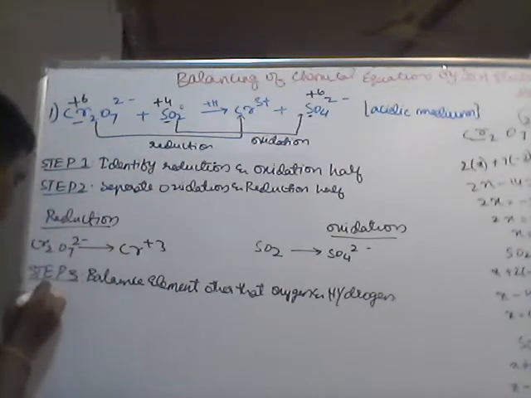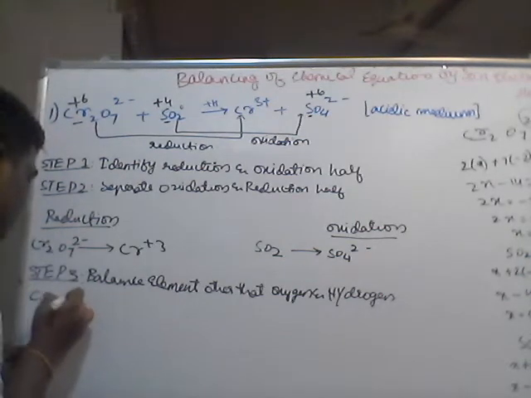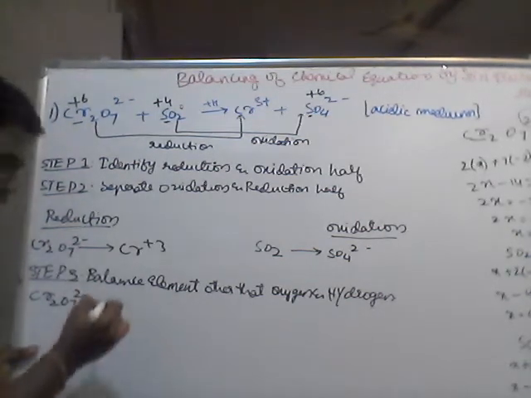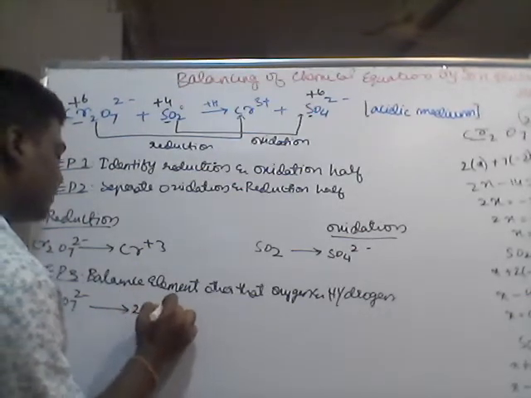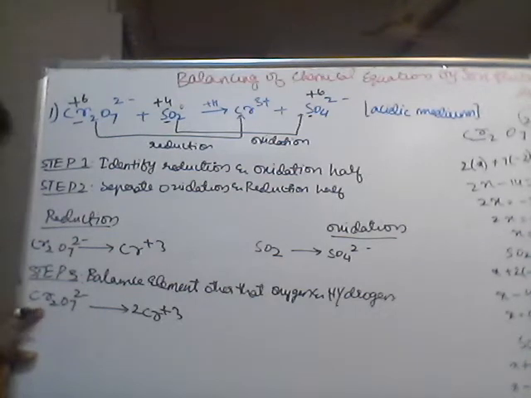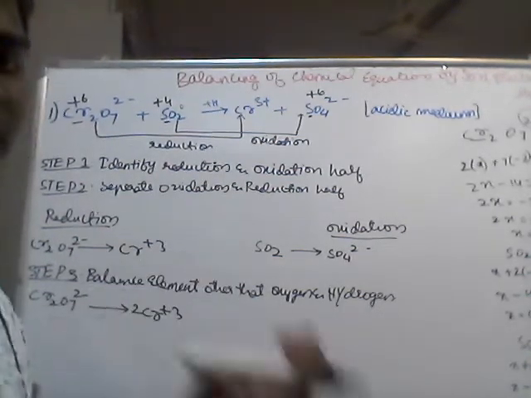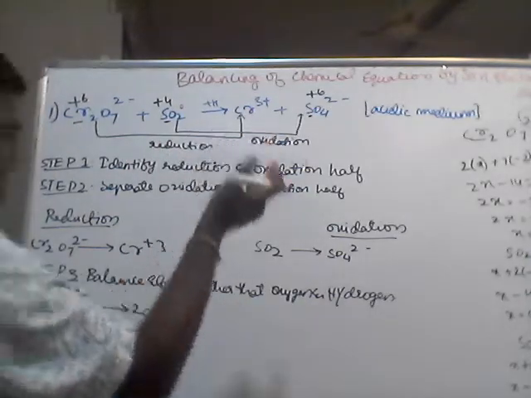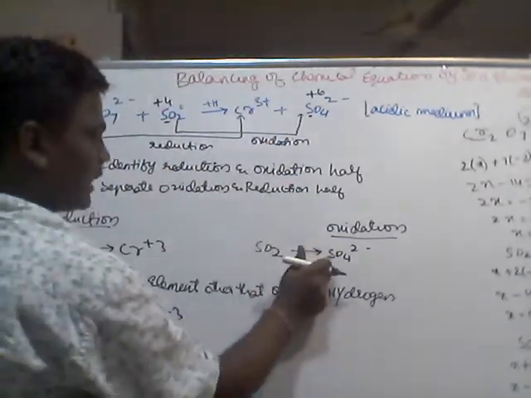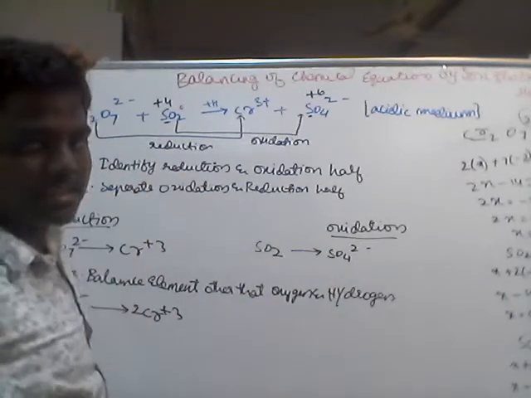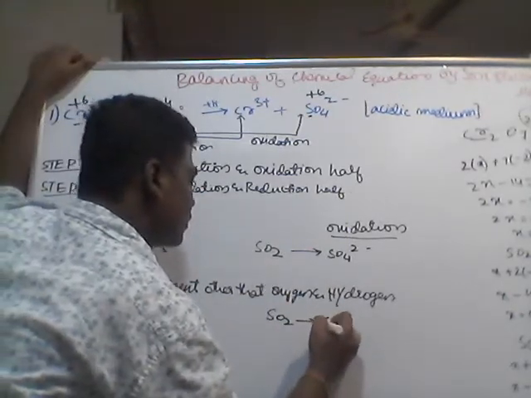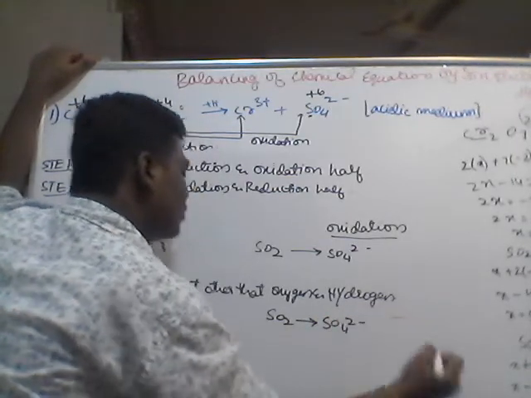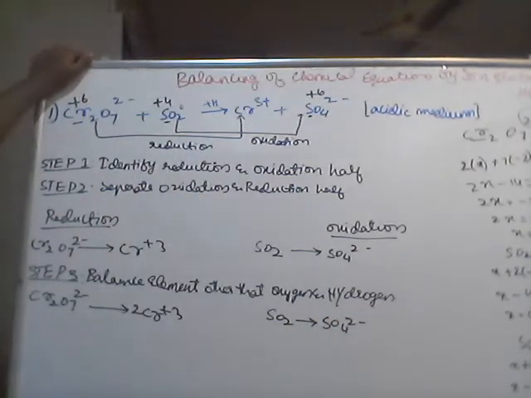How to balance? Cr2O7 2 minus changing to 2 times Cr plus 3. Now see, 2 Crs here, 2 Crs here, balanced. Elements other than oxygen and hydrogen are balanced. Coming to this, here sulfur is 1, here sulfur is 1. No need to balance the element, so it remains the same. SO2 changing to SO4 2 minus. This is the third step.